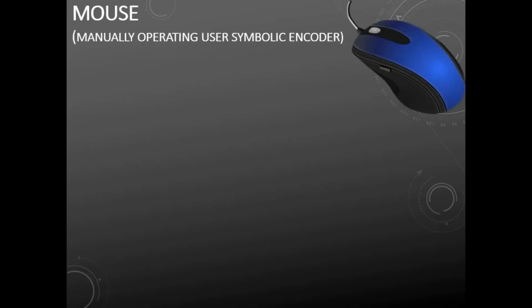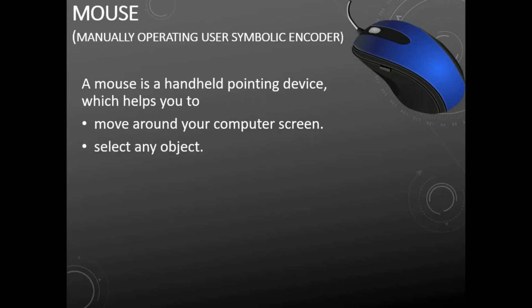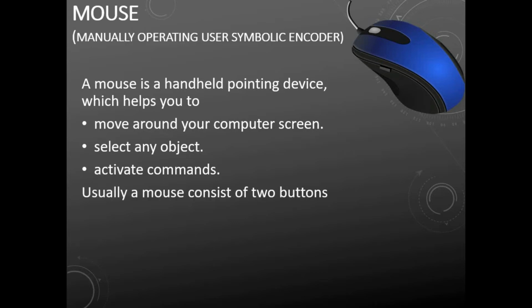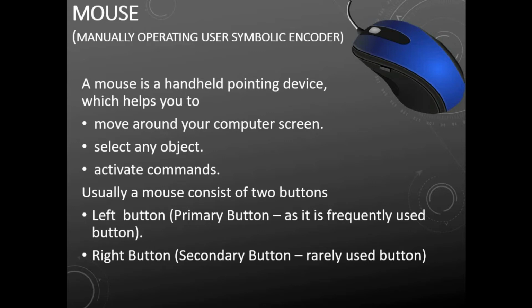Next, moving on to mouse, which stands for manually operating user symbolic encoder. Mouse is a handheld pointing device which helps you to move around your computer screen, select any object and activate commands. The mouse consists of two buttons, the left mouse button and the right mouse button.